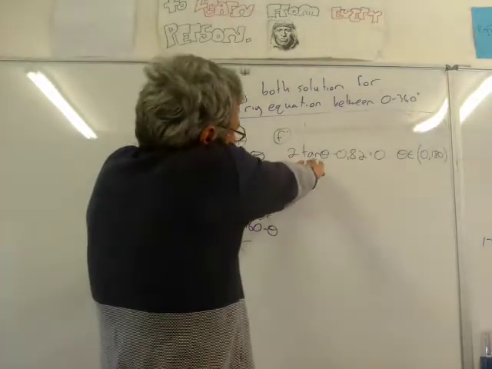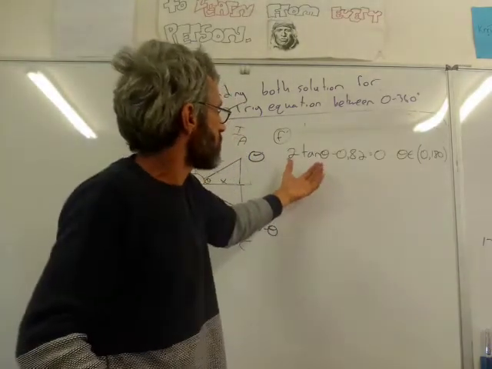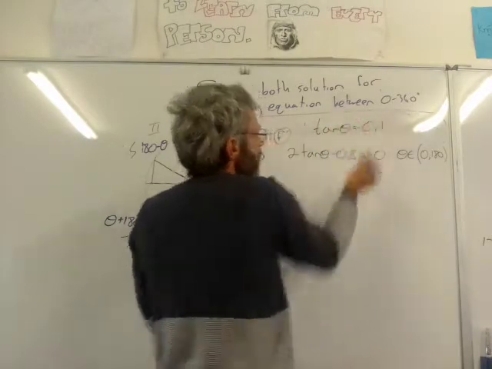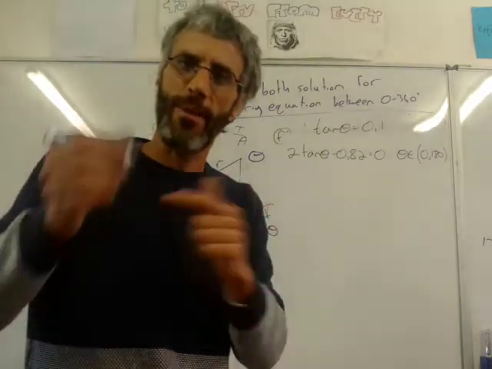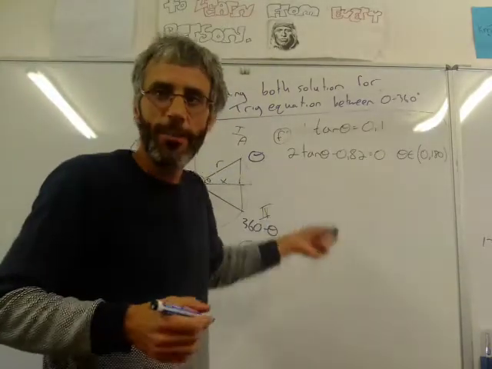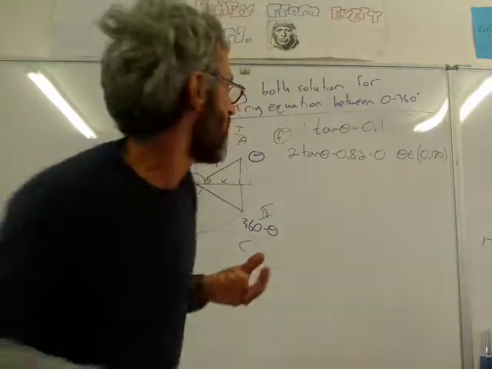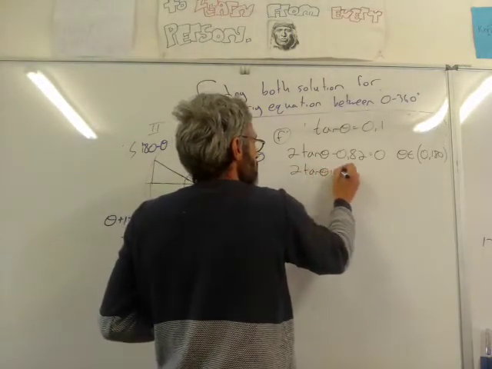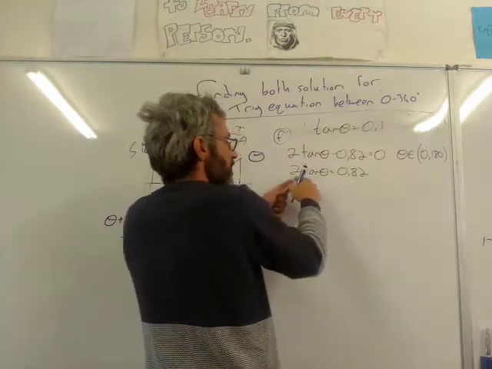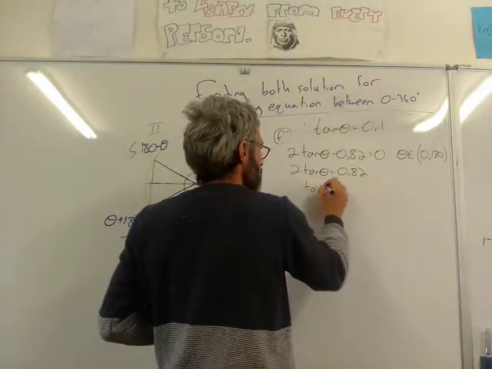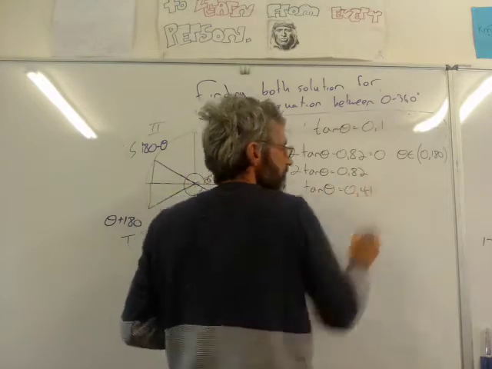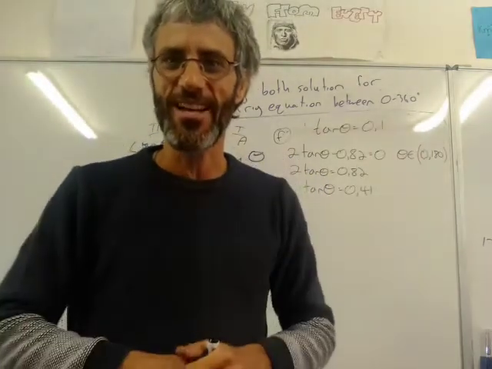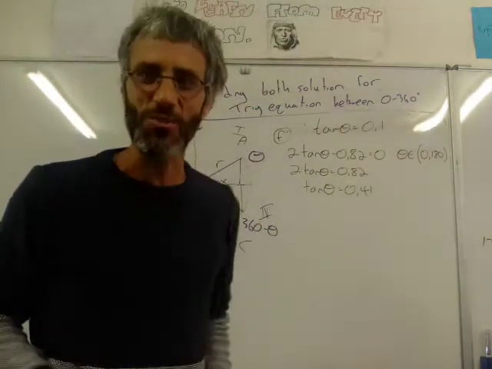First of all, I can't really put tan minus 1 here, because before I had things like tan theta equals 0.1, then I could just do theta equals tan minus 1 of 0.1. I don't have that here. But a tiny little bit of algebra and you're there. Move the 0.82 to the other side: 2 tan theta equals 0.82. How do you get rid of that 2? Divide by 2. Tan theta equals 0.41. Voila! We got exactly to where we need to be.